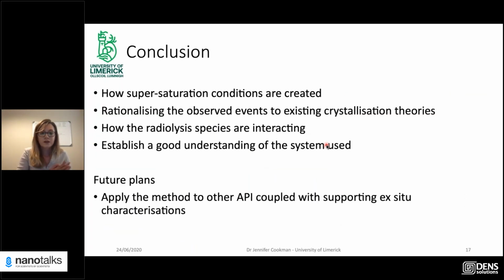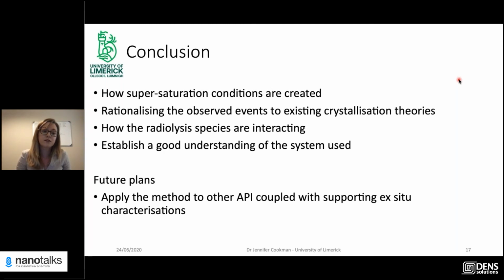Okay, so I know this was probably a lot shorter than you expected. Maybe that's a good thing. But I hope I have given you information on how we can use liquid phase electron microscopy experiments to study crystallization of pharmaceutical materials. We do have remaining questions on how the supersaturation conditions are created in this very unique environment compared to crystallization experiments that they would do classically on the bench.